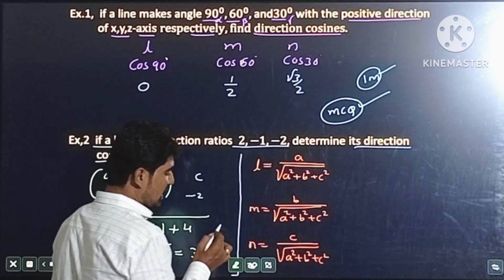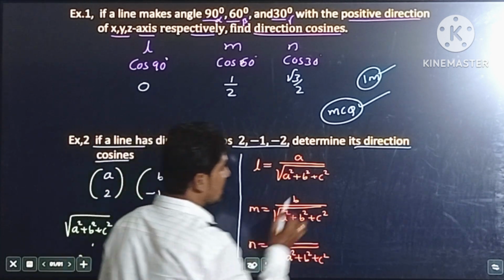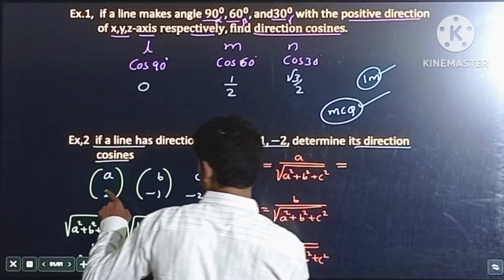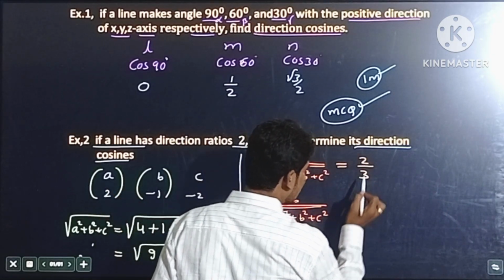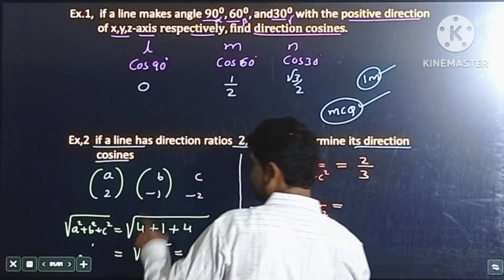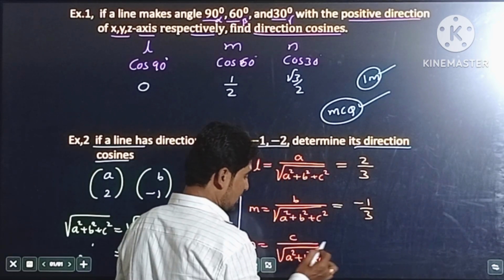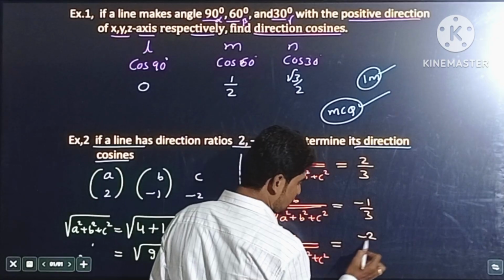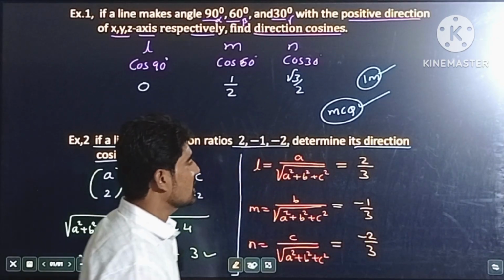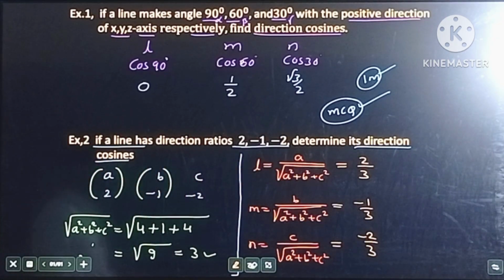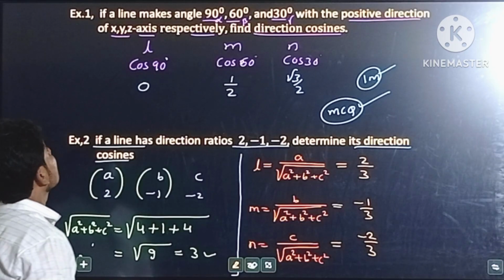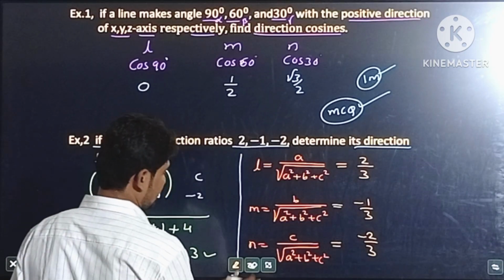Hence, the required direction cosines of the line: L is A divided by that, 2 divided by 3. Similarly, M is -1 divided by 3 and the value of N is -2 divided by 3. So these are the required direction cosines of the given line. I hope all of you understood. So let's start the third question.